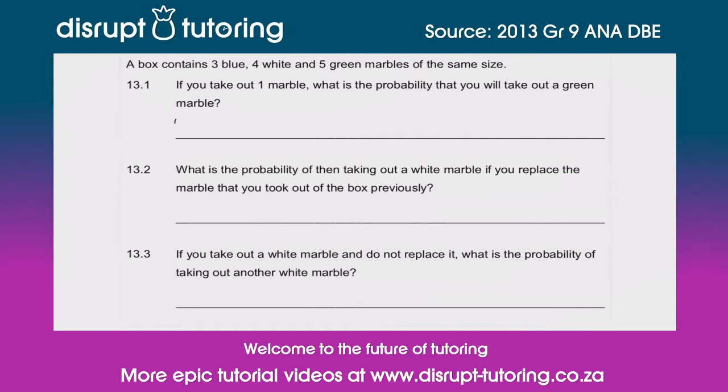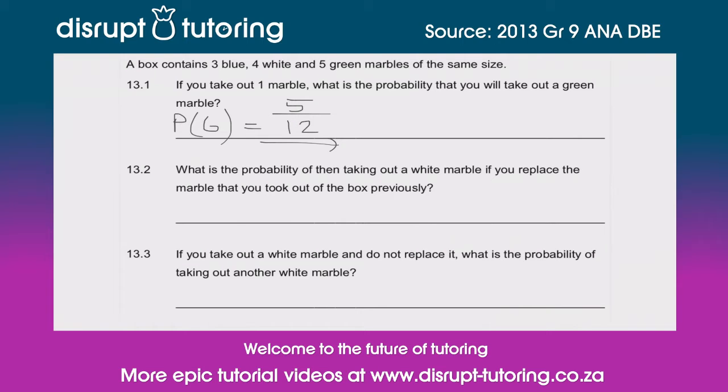Right, so let's say the probability of us taking out a green marble is the total number of ways we can take out a green marble. So we know that there are 5 green marbles over the total number of marbles in the box. And the total number of marbles, we have 3 blue, 4 white, and 5 green, which means that there are 12 marbles in total in the box. So that's the chance, just under 50% of us pulling out a green marble.